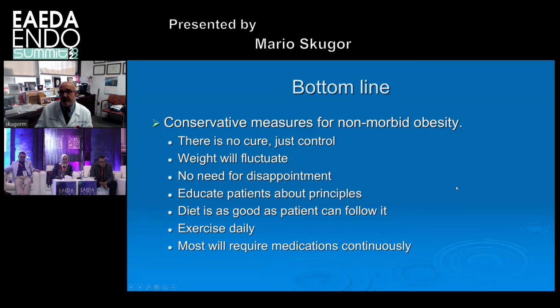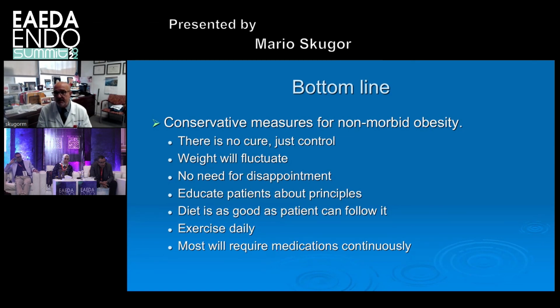So bottom line, conservative measures are actually good for non-morbid obesity. There's really no cure of obesity. It's like alcoholism. Once you're obese, you're obese for life. There's no cure. There's just control. So once you lose weight, the hard part starts. Maintaining the weight is the hardest part. Weight will fluctuate. It's not going to stay stable all the time. There is no need for disappointment when this happens.